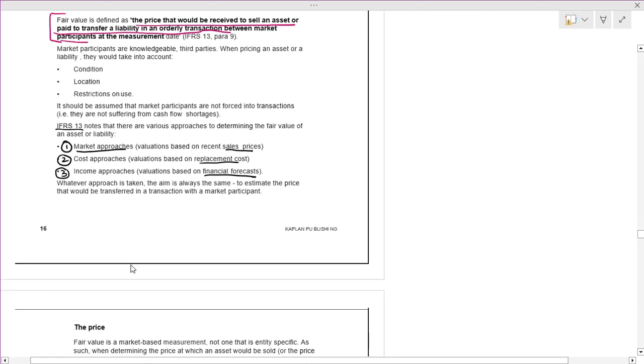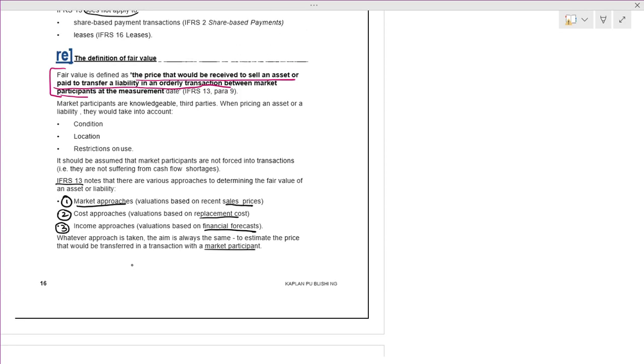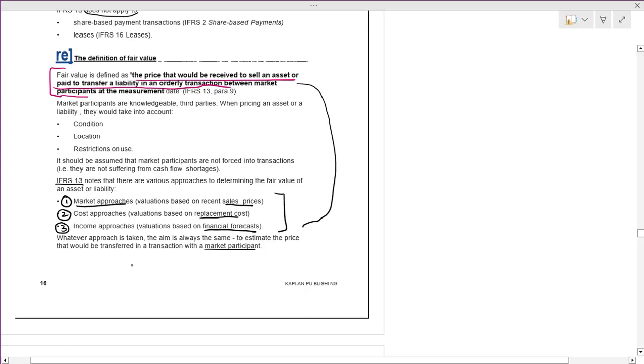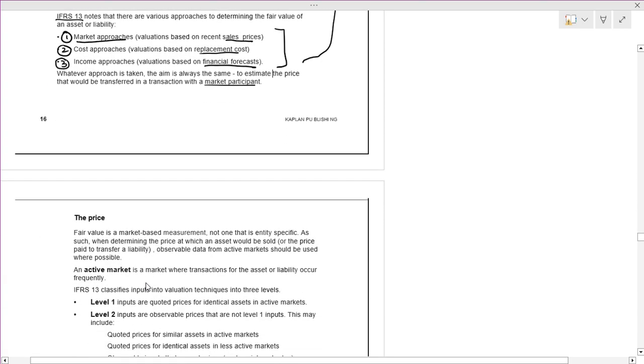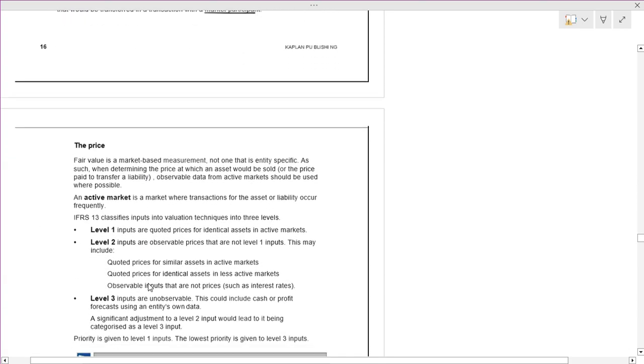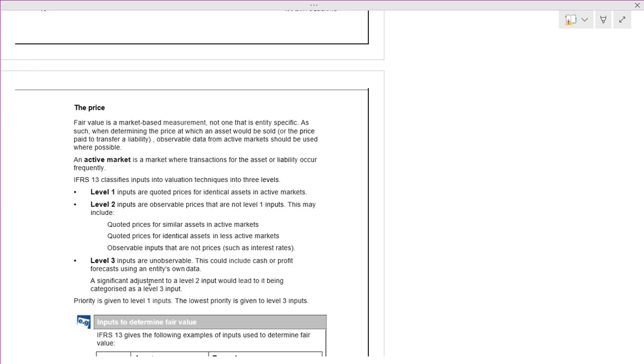Whichever is taken, the aim is always the same: to estimate the price that will be received in transactions at the market price. This rule will apply within the framework of this. Read this, okay. The fair value is a market-based measurement, not an entity-specific measurement.